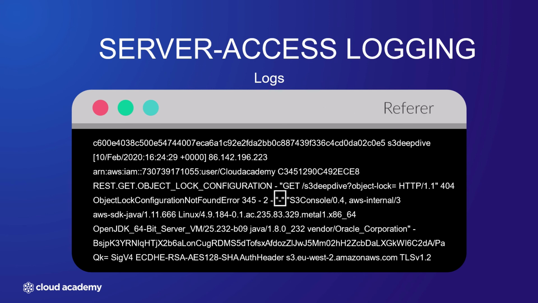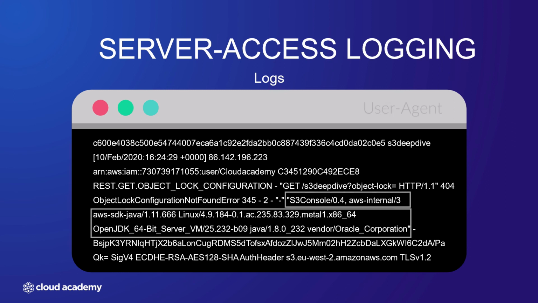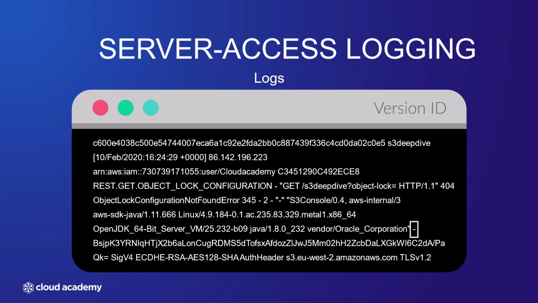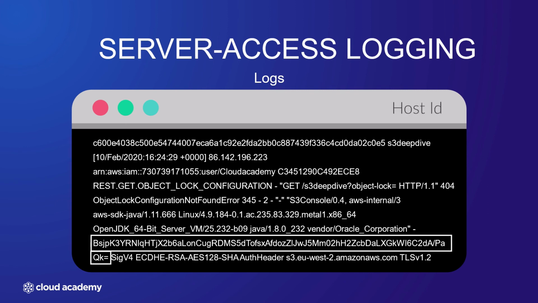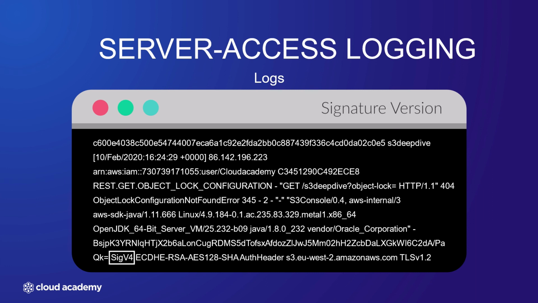Referrer, this value is taken from the HTTP referrer header. However, in this case, there was none present, and so a hyphen is represented as the value. User agent, this shows the value taken from the HTTP user agent header. Version ID, if present, this will show the version ID of the request. Host ID, the x-amz-id-2 or Amazon S3 Extended Request ID. The x-amz-id-2 header is a token that is used together with the x-amz-request-id header to help AWS troubleshoot problems. Signature version, this will show which signature version was used to authenticate the request.